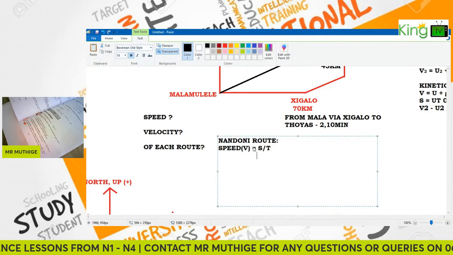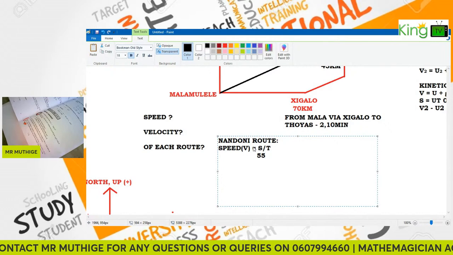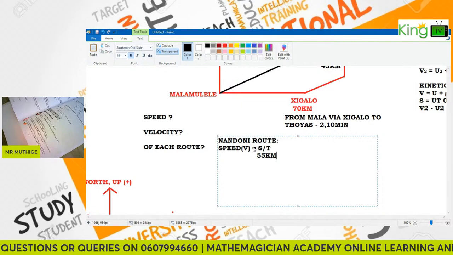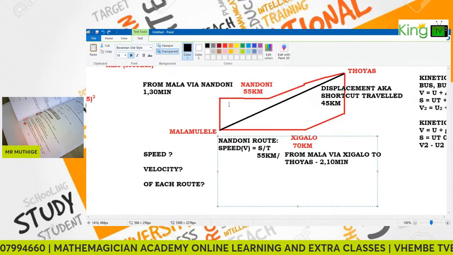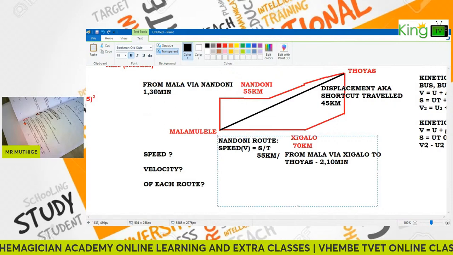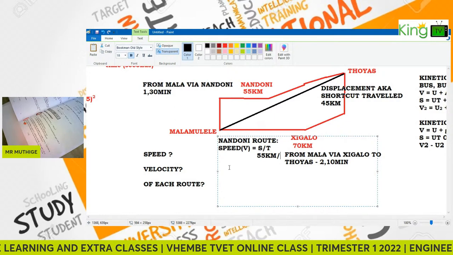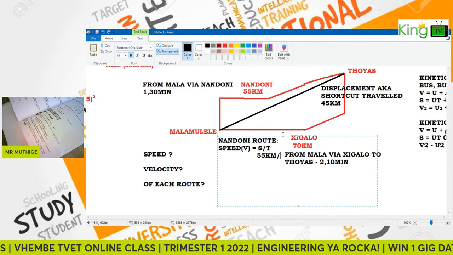And in this case, what is my distance? 55. Are we using kilometers or is it meters per second? So 55 kilometers divided by how much time? Oh, so 1 hour, 30 minutes. So the 30 minutes, you take it to hours by dividing by 60, not so? And it becomes 1.5. Fantastic.